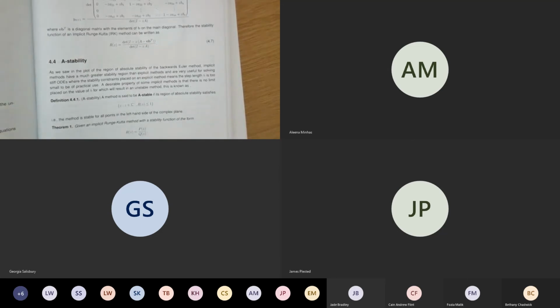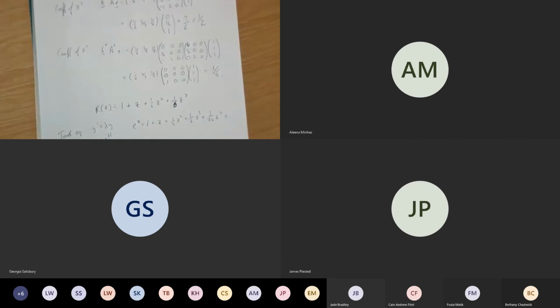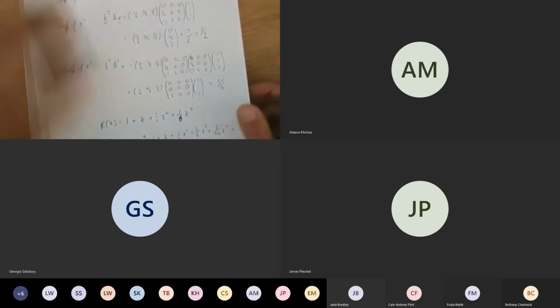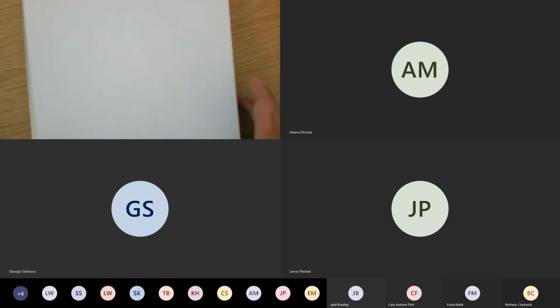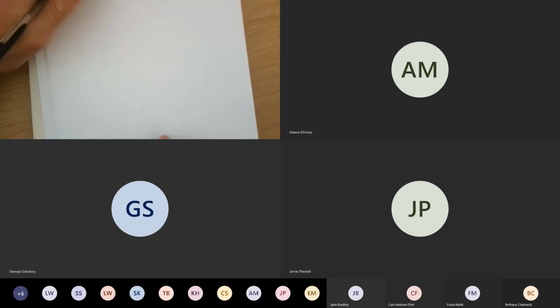Okay, so what I'm going to do is have a look at the stability function for an implicit Runge-Kutta method. Again, this is an additional example, and this will be similar to what you need to do in the assignment.